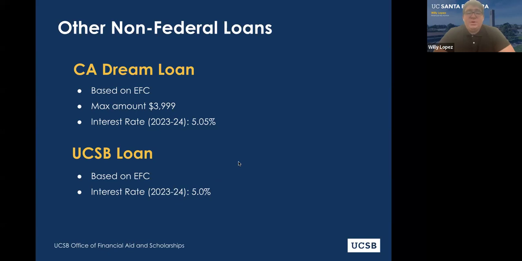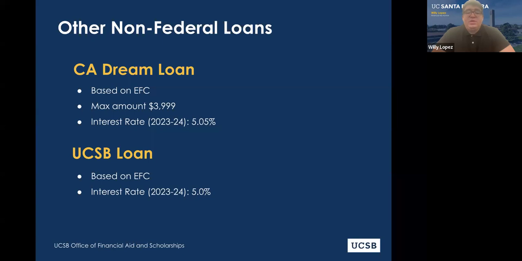Some other non-federal student loans include the California Dream Loan and the UCSB loans. The California Dream Loan is only for California DACA recipients that are looking for additional financial assistance, and has a max amount of $4,000 and is based on EFC, which we didn't correct on the slides in time, but is SAI now. So the Student Aid Index is what calculates how much California Dream Loan a student is eligible for.